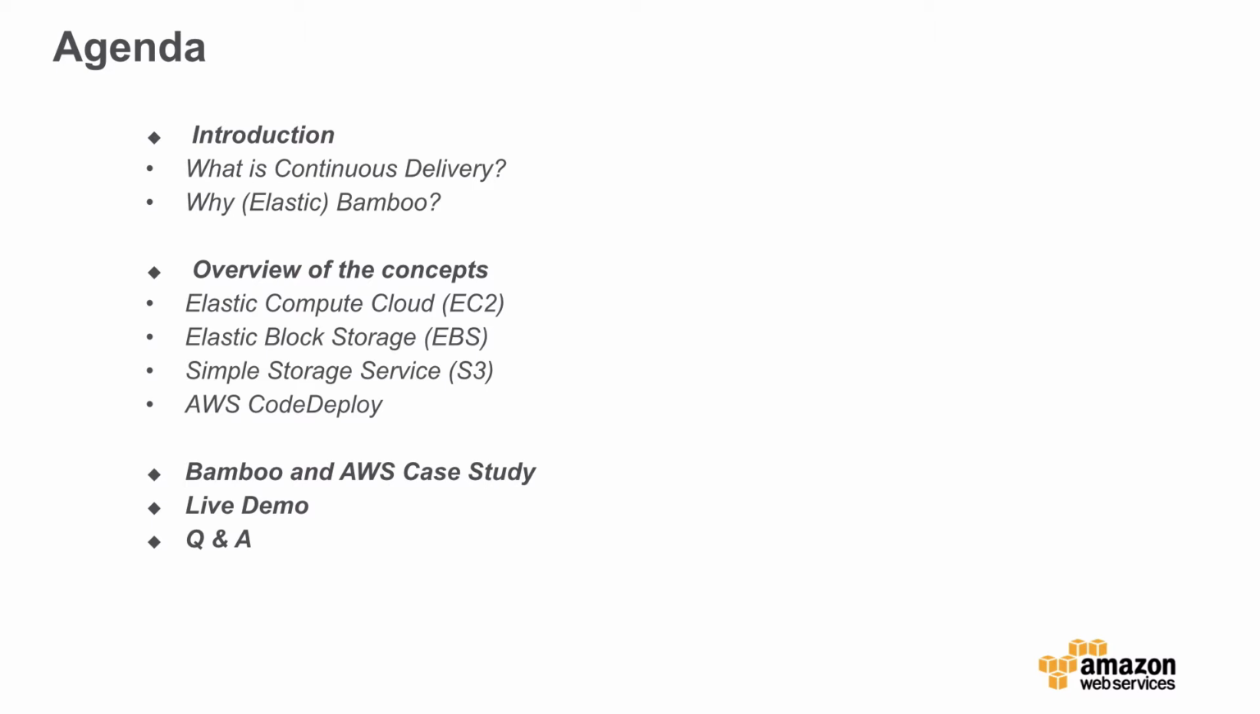We will start this webinar with a short definition of continuous delivery. We will then introduce you to Bamboo and what we call Elastic Bamboo. From there, Brandon will teach you all the concepts. He'll talk about Amazon EC2, EBS volumes, Amazon S3, and finally the AWS CodeDeploy, which has a bundled task in Bamboo. We'll then go over a real-life example that's about the strong Bamboo Cloud and AWS integration and how they help the customers solve the issues they were facing.